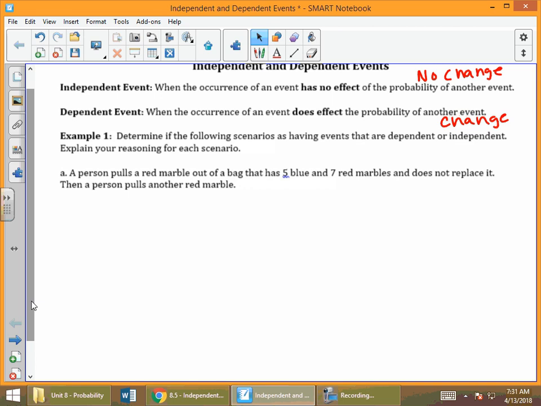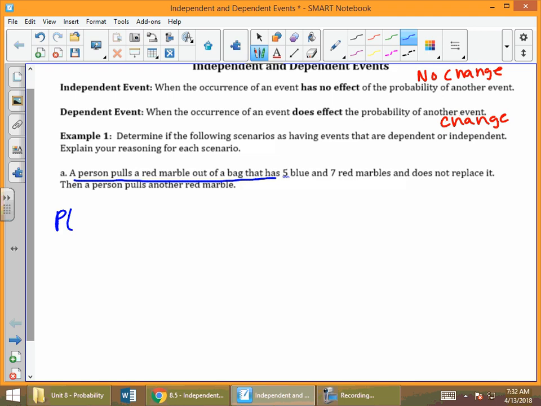So first we're going to do the long-handed way and do the math to determine whether or not the events are independent or dependent. But there's actually some words in this scenario that we can use to decide whether or not they're independent or dependent, just based off the words. But let's first do the math. The first part of the scenario is a person pulls a red marble out of a bag. Well, let's find the probability of getting the first red marble.